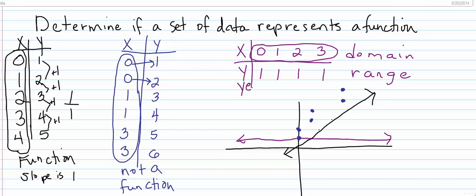And if I had to find the slope of this, I would see that for the slope, the run is 1, it increases by 1. The y values don't increase at all, they stay the same. So 0 over 1 means the slope is 0.